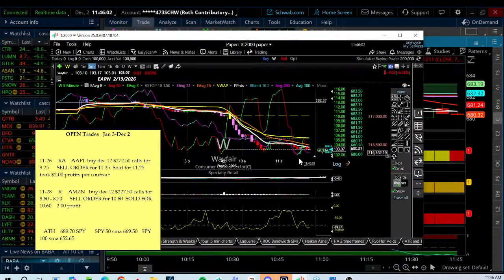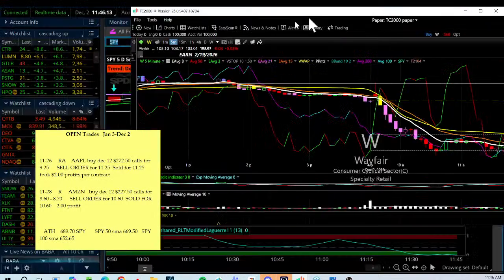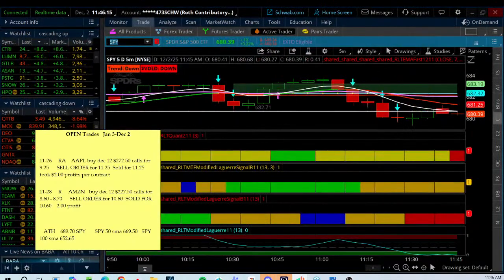And there's the market internals. Market internals have not been doing much, right? They come down, they go up, they come down, they go up. They're just all over the place. No trend here to follow at all.